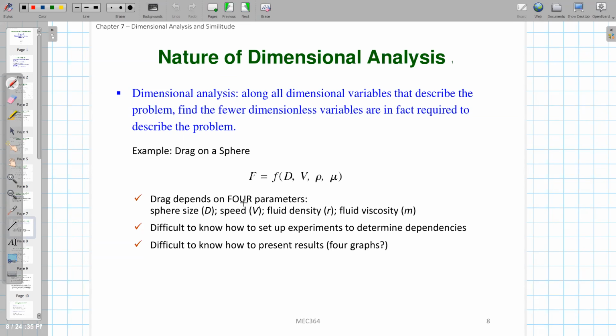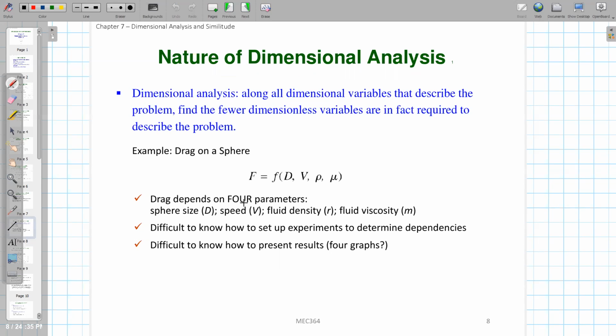When I say any physics behind, it means that you can use this dimensional analysis method even when you do not know what the governing equations will be. Think about that: I do not know the continuity equation, I do not know the momentum equation, and I still want to reduce the parameters.